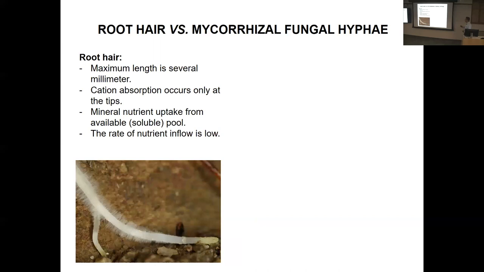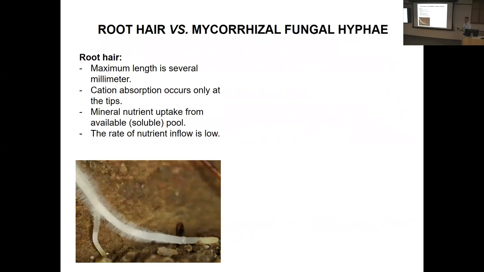mycorrhizal fungal hyphae. So when we look at the roots, this is a plant root here, and this is the root hair that actually is responsible for taking up most of the nutrients and the water. And the maximum length of the root hair is only a few millimeters. So that's a very tiny area or soil volume that they can explore to take up the nutrients and the water. And the cation absorption occurs only at the root tips. So that's a very tiny area for nutrient and water uptake.